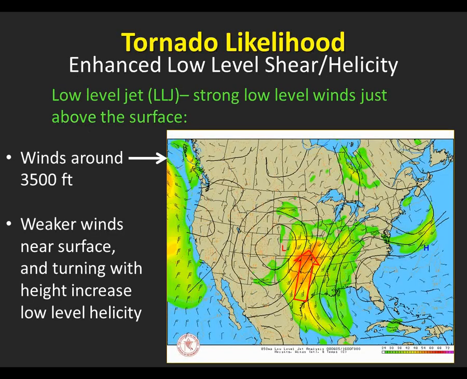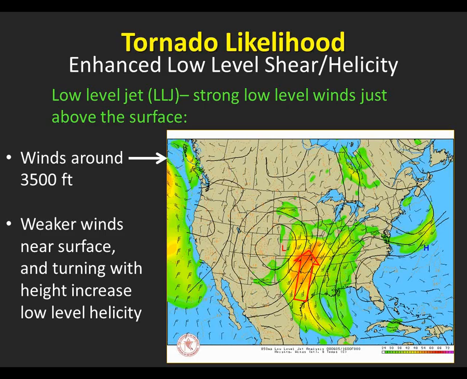Okay, here's another analysis. This is at 850 millibars. And you can see the red arrow there across central and east central northeast Oklahoma. This is depicting the strongest winds at 850 millibars, so around 50 plus knots there. This is the low-level jet. So these are winds just above the surface.